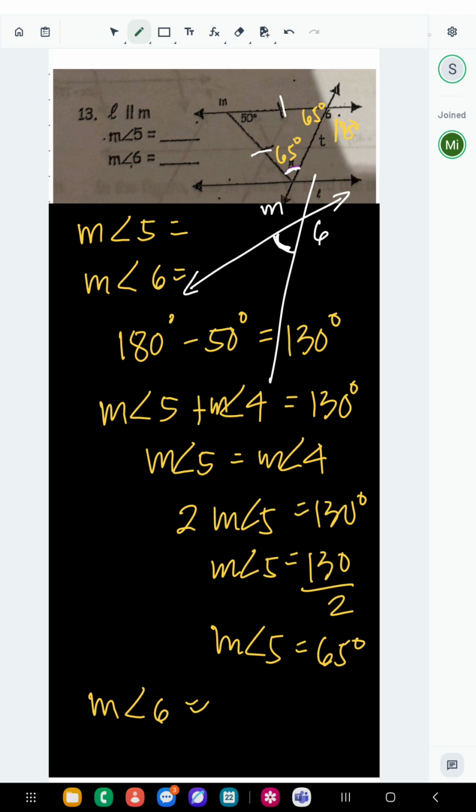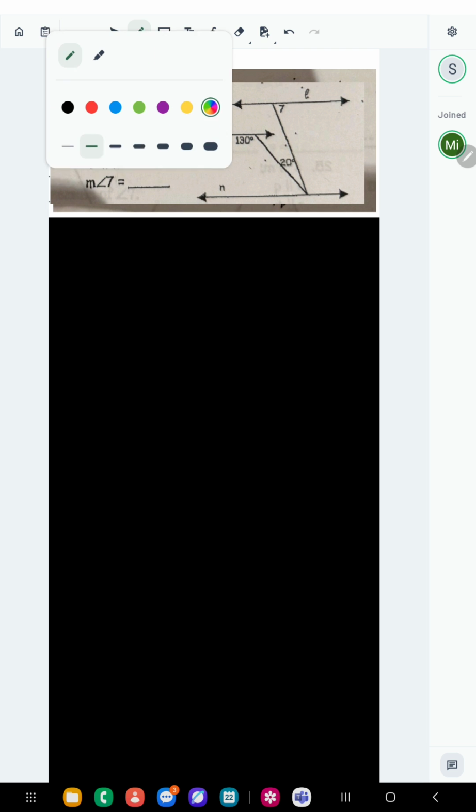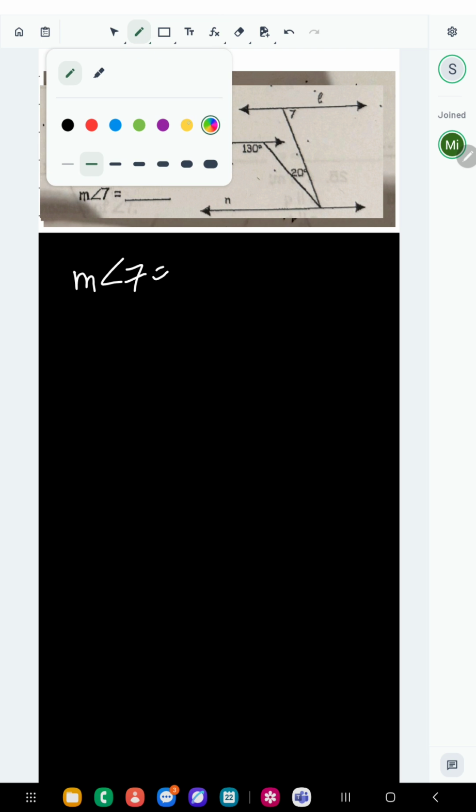We move on to number 14. For number 14, take note here. Line L, so many parallel lines. Okay, line L is parallel to line M, line M is parallel to line N, and line L is parallel to line N. And we are asked to get the measure of angle 7.